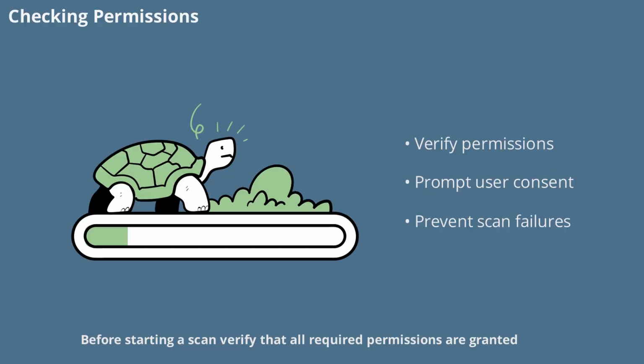Before starting a scan, verify that all required permissions are granted. Use standard Android methods to check and request permissions. If access coarse location is not granted, prompt the user for consent. Ensuring permissions are in place prevents scan failures and improves user experience.